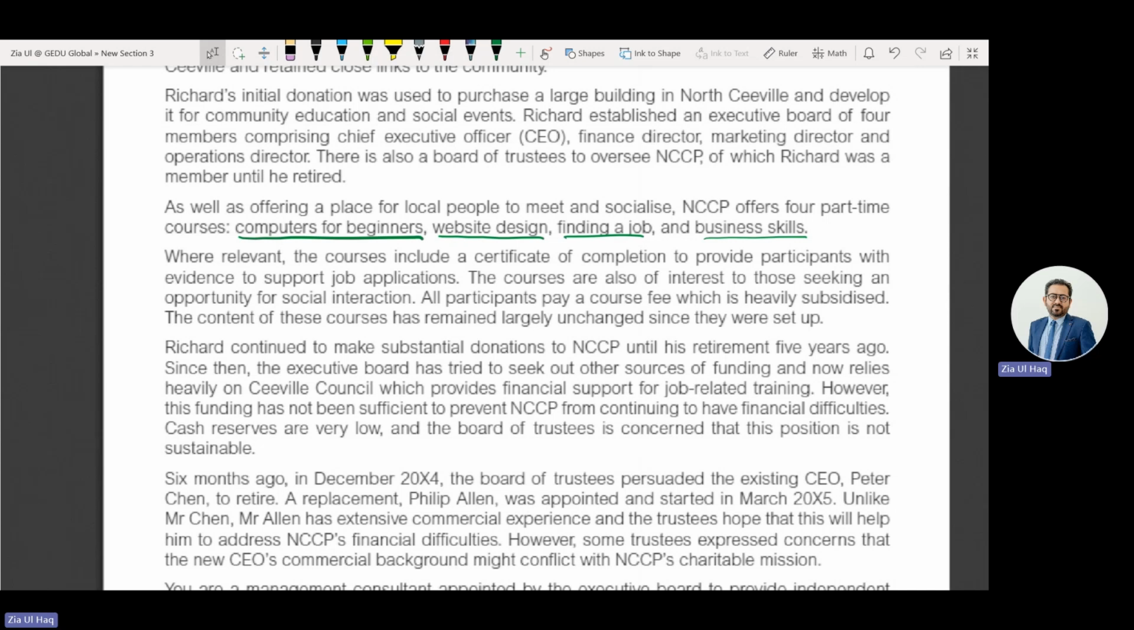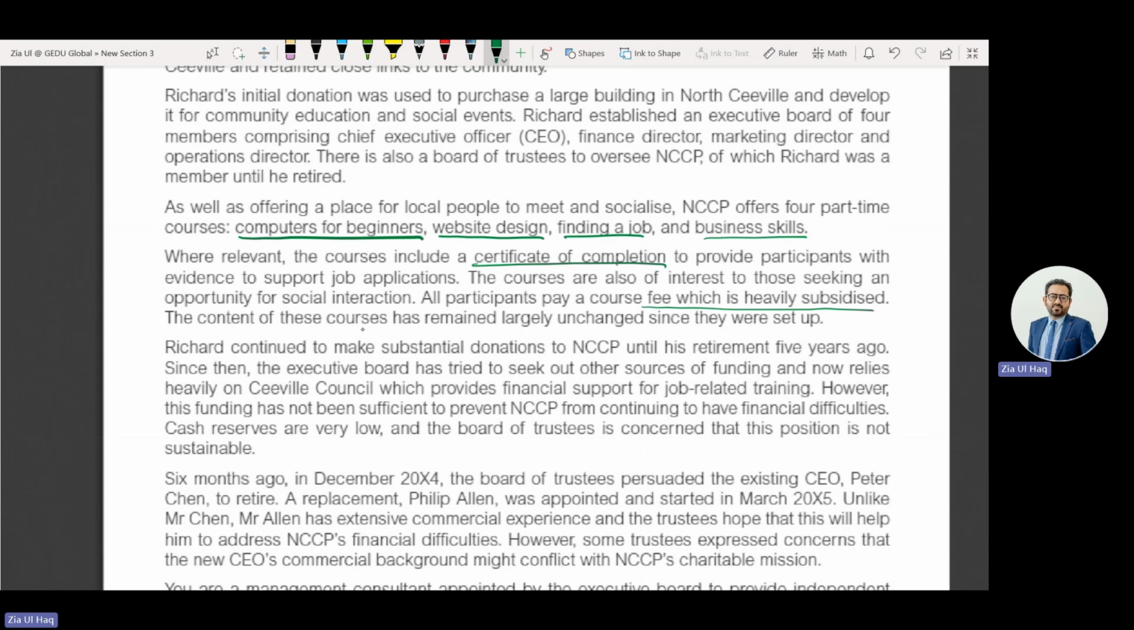Where relevant, the course includes a certificate of completion to provide participants with evidence to support job applications. This means if a participant has completed any course, the company provides a certificate as well, so that they can prove they have achieved this course. The courses are also of interest to those seeking an opportunity for social interaction. All participants pay a course fee which is heavily subsidized. They charge a fee, but not the full amount. There is some subsidy available.